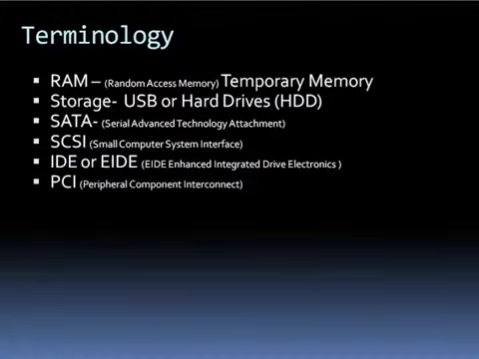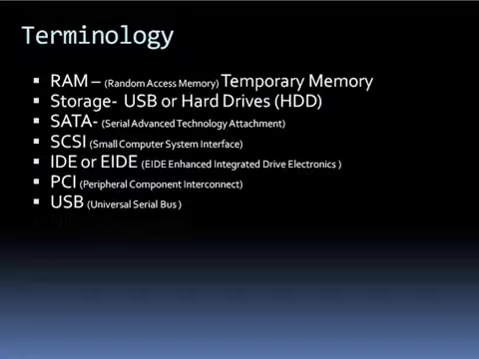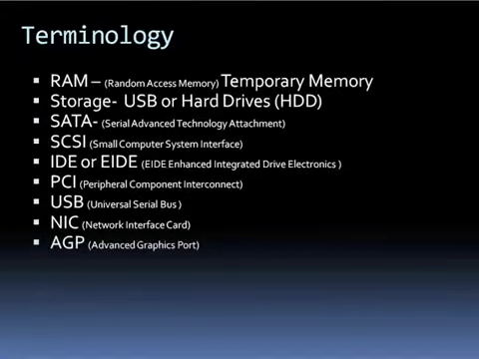PCI is basically a device that can plug into your computer. It's a slot on your computer. Then you have USB, which is Universal Serial Bus, which is basically anything that can plug into a USB port. For example, a mouse, a camera. All of these are USB devices. You can have a USB jump drive or thumb drive, as they're referred to. NIC stands for Network Interface Card. AGP is Advanced Graphics Port, and it's one of the ways that video works. Depending upon your computer, it may have an AGP slot.